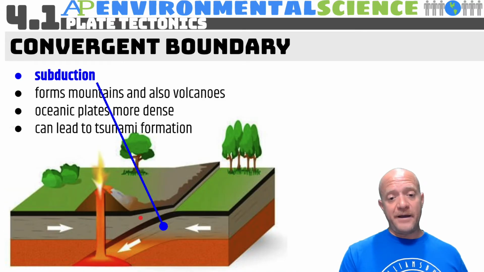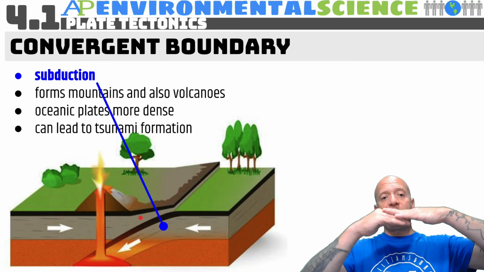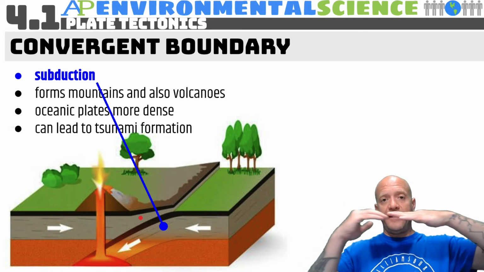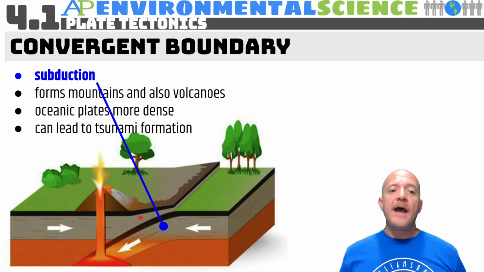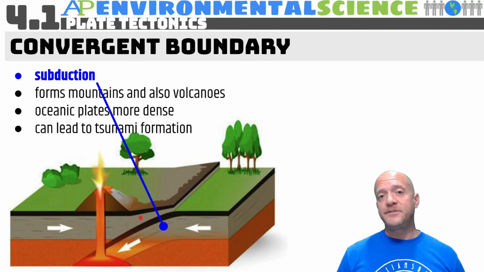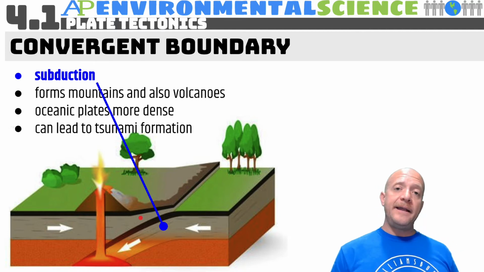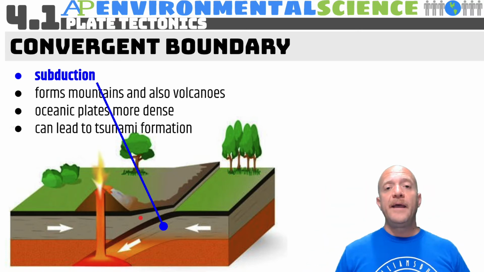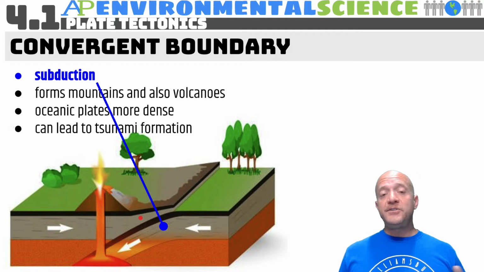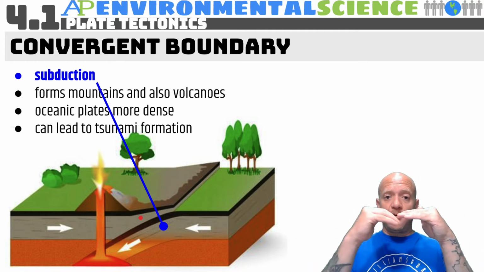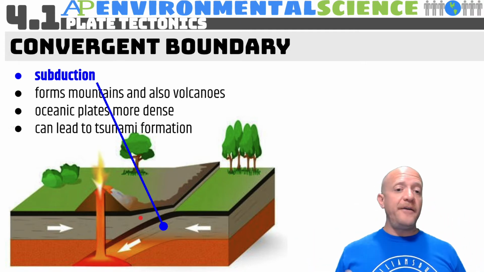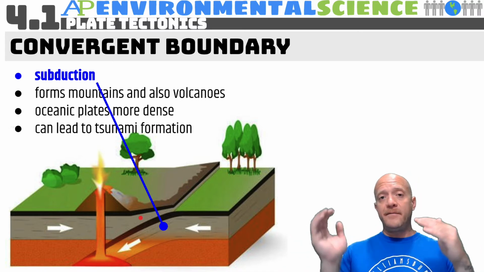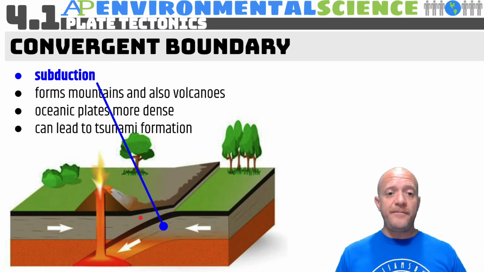A convergent boundary happens when one plate goes underneath the other. The more dense plate will go underneath the less dense plate. So if you have an oceanic and a continental plate, the oceanic plate will always go underneath. If you have two continental plates, whichever one is more dense will go underneath. If you have two oceanic plates, same thing will happen. Whichever one is more dense will go underneath.